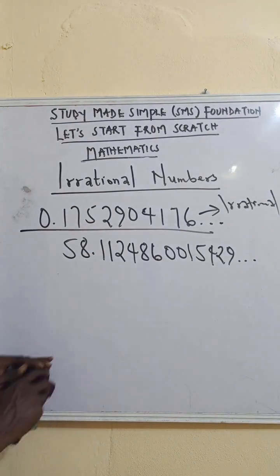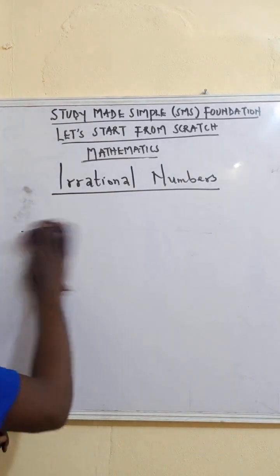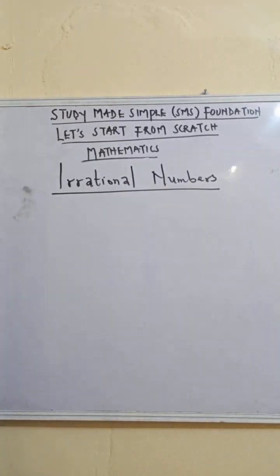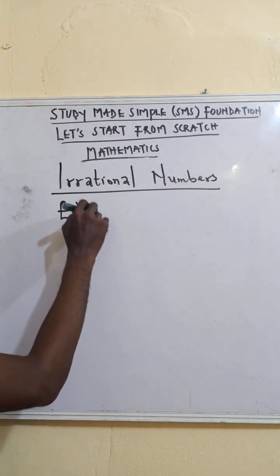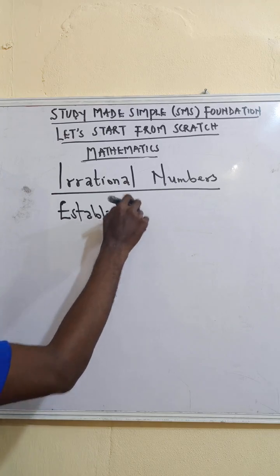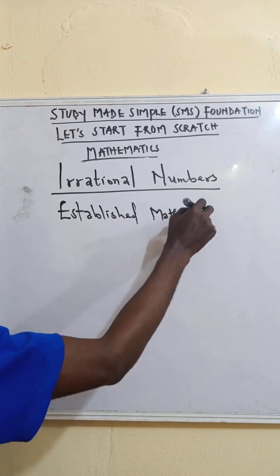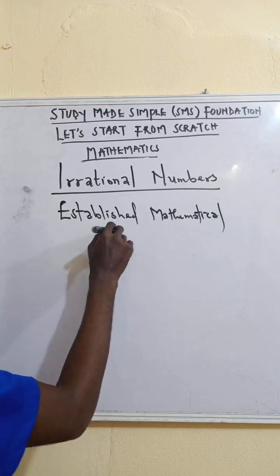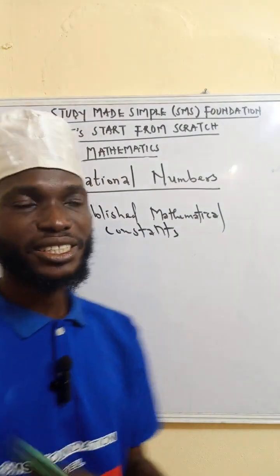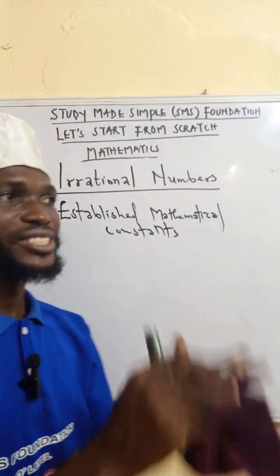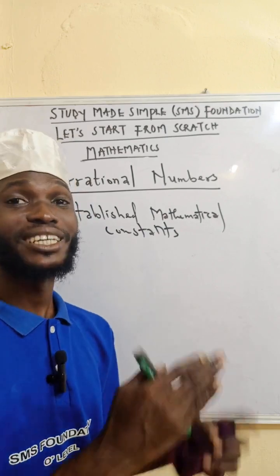Good. Most times we have two cases of irrational numbers. The first case is the established mathematical constants. There are some constants in mathematics whose value is standard. We don't need to waste our time on them. We have a standard value for them.